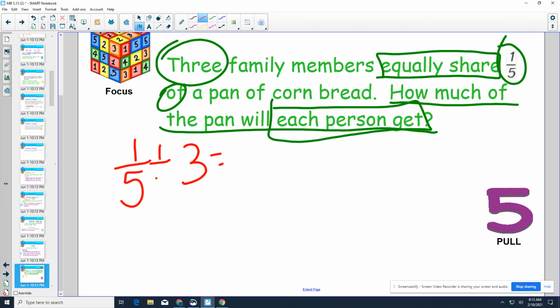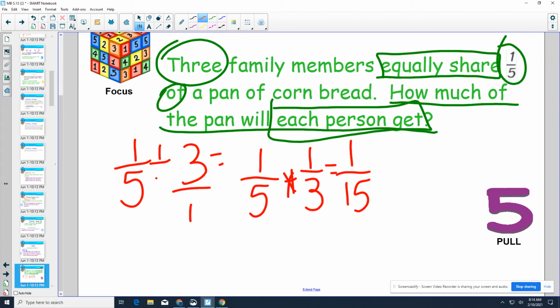And if you remember, we said we could do a couple different things here, but I'm going to multiply by flipping over the second number, or the divisor, and multiplying straight across. And I find that each family member should get 1/15 of the cornbread. Now, that seems reasonable because if we said they were going to get 3/5 or something like that, there's not even 3/5 there. There's only 1/5. So our answer is reasonable.